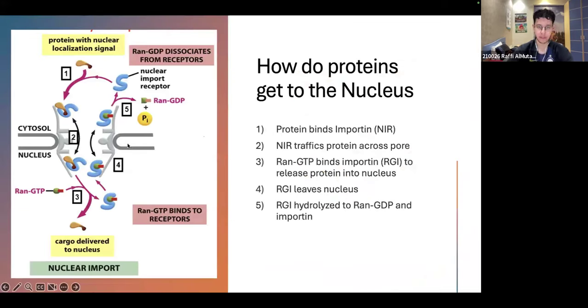How do proteins get to the nucleus was another point I was asked to re-explain. The protein binds NIR. NIR moves across the nuclear membrane. RAN-GTP binds to this complex, releasing the protein into the nucleus. RAN-GTP and NIR leave and separate. That's all that happens. Someone was asking me to explain this. Does that make more sense now?